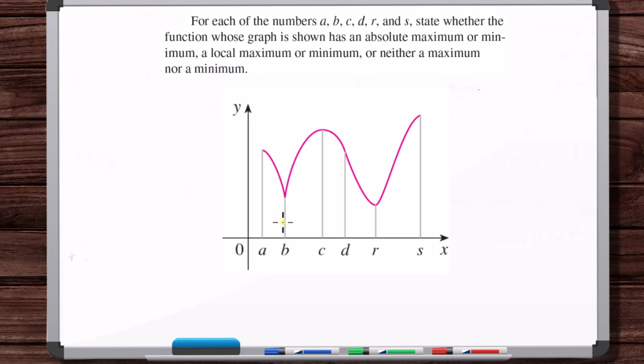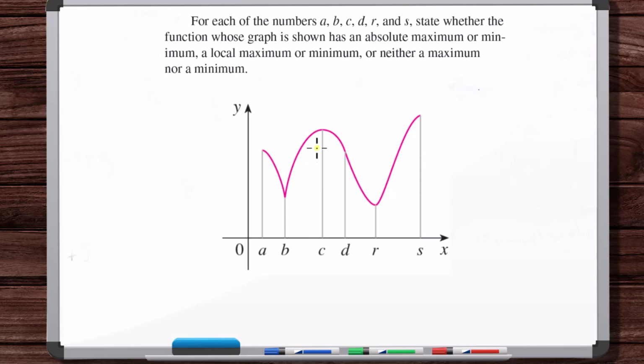Okay, point B. This is not a global max or min, we can see, but it is a local min. Why is that? Because we can specify an open interval. That's important. By the definition of a local max or min, you can specify an open interval around the point, and within that interval, the value of the function at point B is less than or equal to all other values within that open interval. So this is a local min.